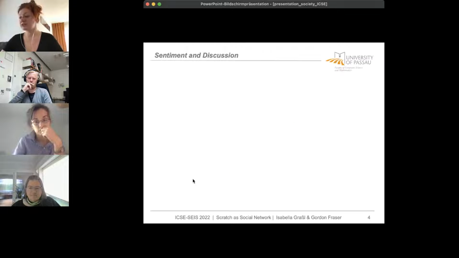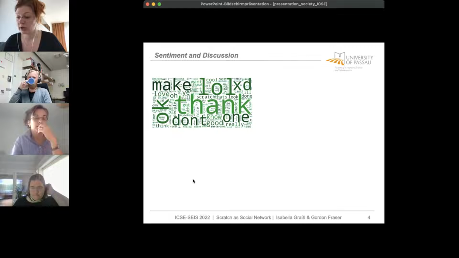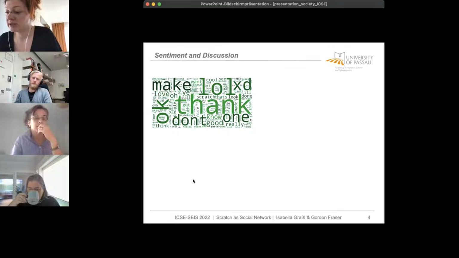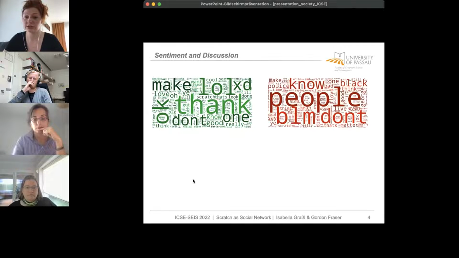For the sentiment, the good news first: the majority of the projects is really positive, so Scratch is a positive community. And it's dominated by the term thanks, which is of course a sign of appreciation. We also see some strong positive words here, and acronyms like LOL, laughing out loud, or XD, which are a sign of youth language, due to the age of the Scratch users, and can only be interpreted with this certain age clause.